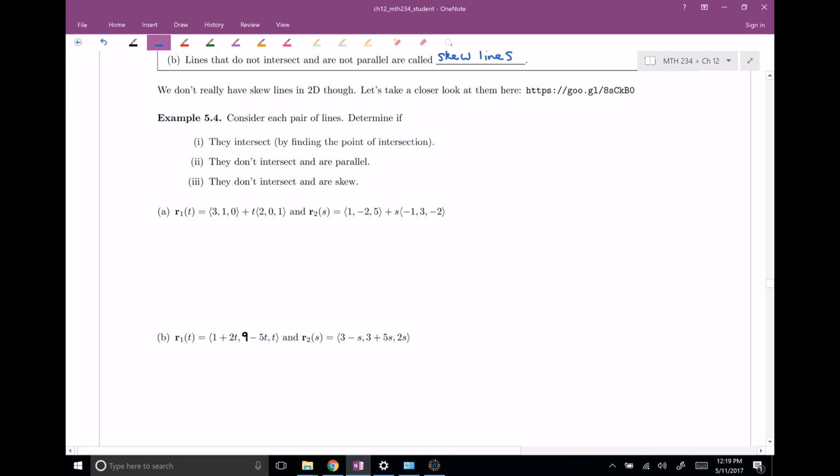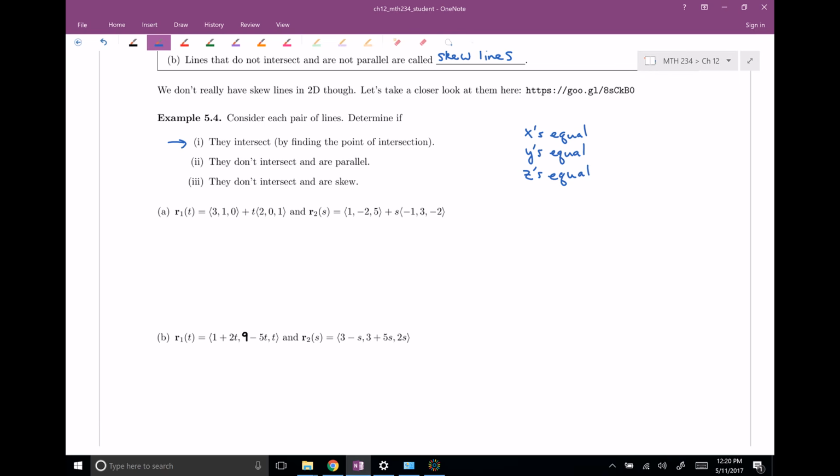Let's talk a little bit about how we see if each one intersects at all. In order for lines to intersect, three things must be true. Their x's are equal, their y's are equal, and their z's are equal. If those three things are true, then they must intersect. So let's go ahead and look at two lines.